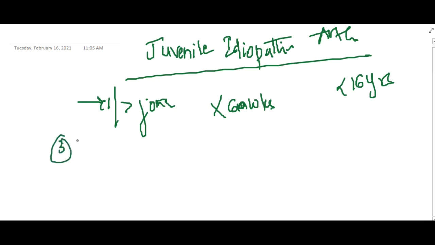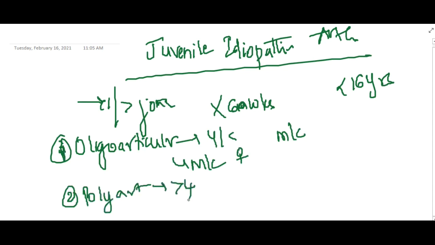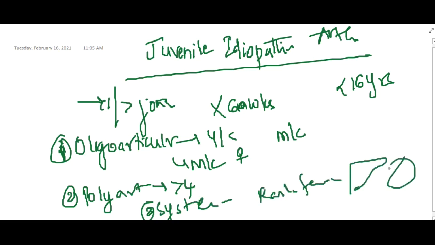It is of 3 types. We have oligoarticular, where 4 or fewer joints are involved. This is the most common type with uveitis, iridocyclitis, and this is most commonly seen in girls. Second type is polyarticular, that is involving more than 4 joints. Then third, we have systemic onset. In systemic onset, there is appearance of fever, rash, and even hepatosplenomegaly will also occur.